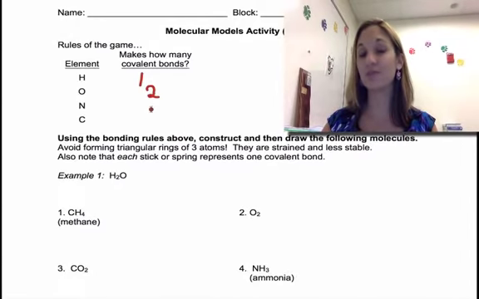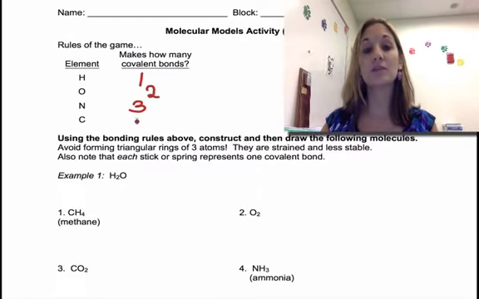Nitrogen has 5 valence electrons. So how many bonds can it make in order to be satisfied? That's right, it can share 3. And carbon, which has 6 total electrons, 4 valence electrons, can make a total of 4 bonds.